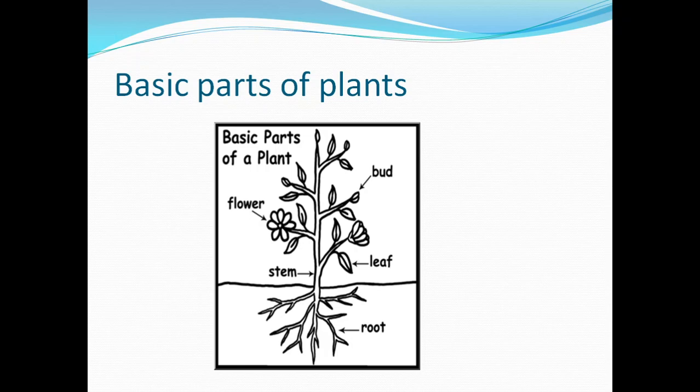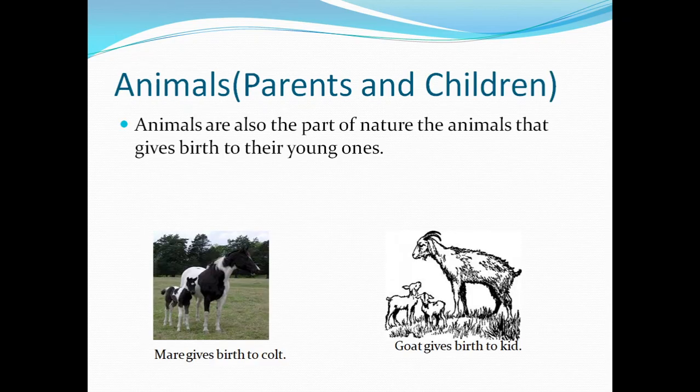Now let us see about animals. Till now we have seen about plants, right? So even animals are also an important part of nature. Right? There are a variety of animals you can see on the land, even in the water, right? Now, according to your book, we will see some animals which give birth to their young ones, like mare. Mare gives birth to colt. Baby of the mare is called colt.